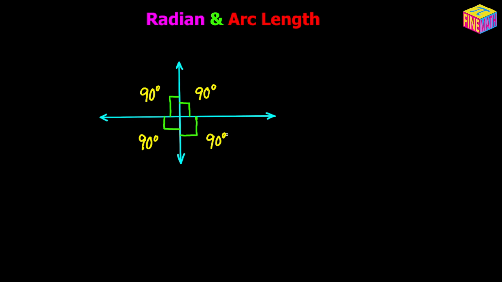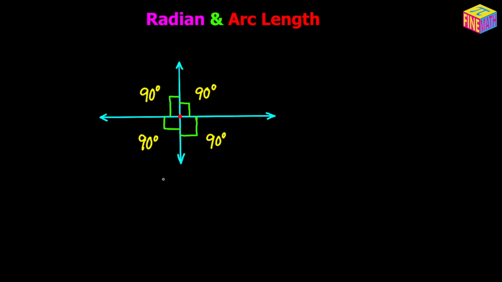Hi everyone, in this video we are going to talk about the circular system of angle measurement, where the unit of angle is radian. Before we start our discussion on radian, we first need to understand how much angle we have around a point, which is called a complete angle, by the way.